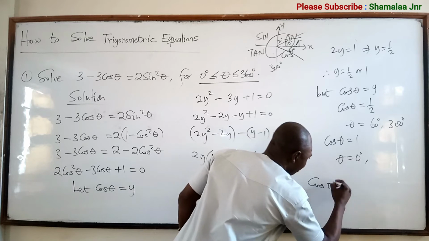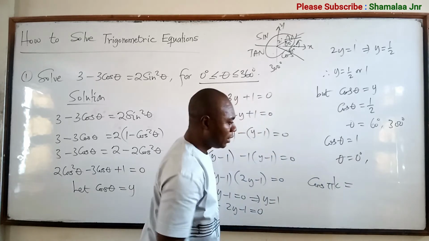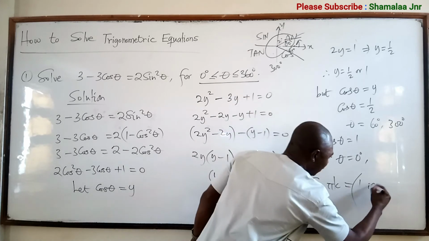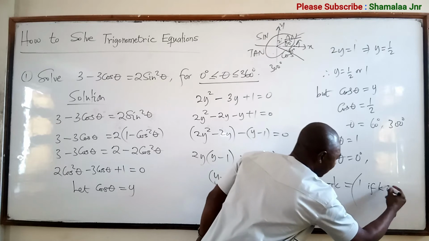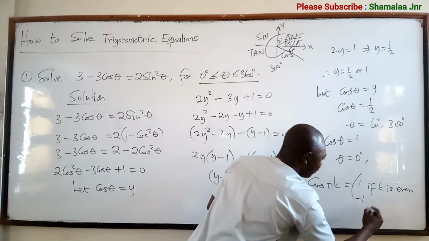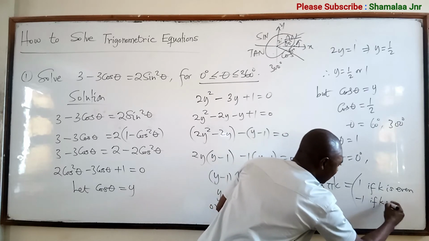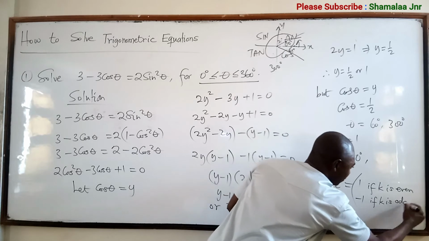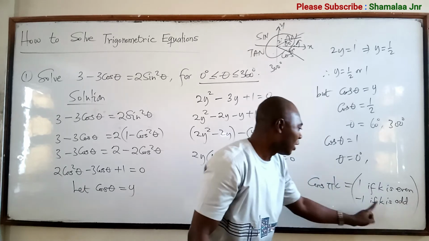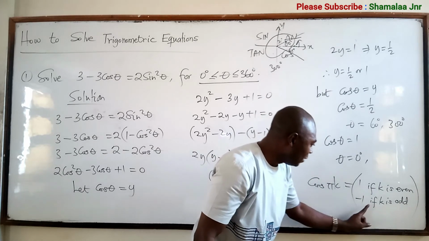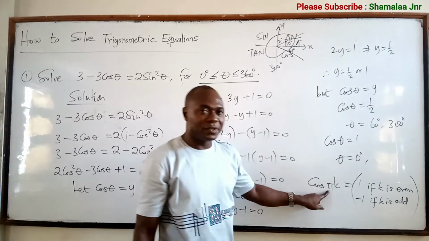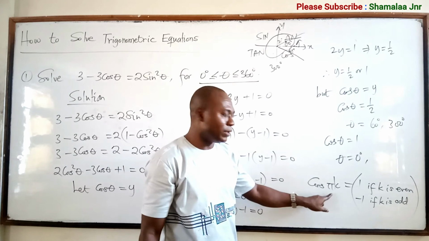Cos pi k is equal to, take note of this, 1 if k is even, and it's equal to -1 if k is odd. Yes, if k is an even natural number, then that is 1, and if k is an odd natural number, then it is -1. Now, pi is 180 degrees. 1 pi rad is equal to 180 degrees.